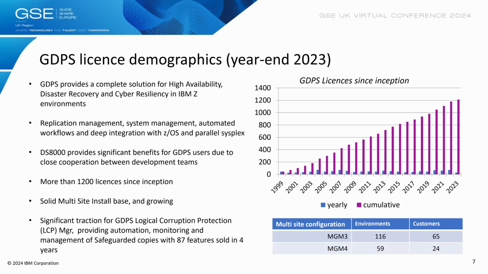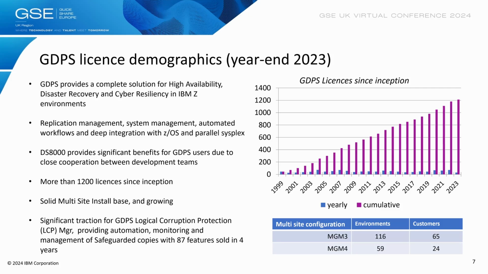And if we take a closer look at the multi-site solution, so the GDPS Metro Global that I just described earlier and that we are going to focus on during this presentation, those are more recent solutions, but still the adoption is quite important. As it stands, we have 65 customers that are using GDPS Metro Global 3-site, and we have 24 that use GDPS Metro Global 4-site.